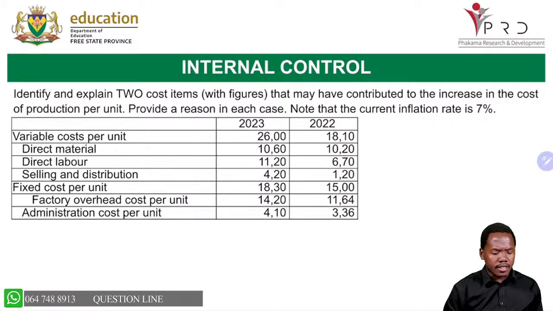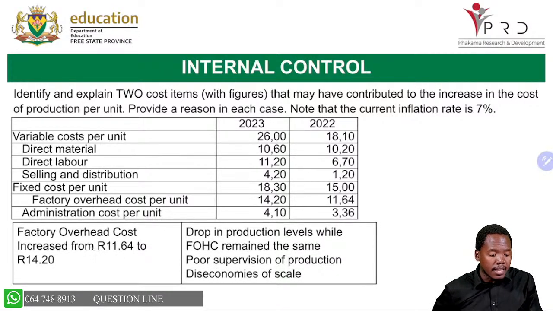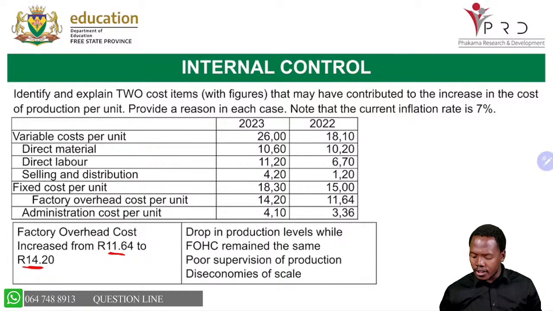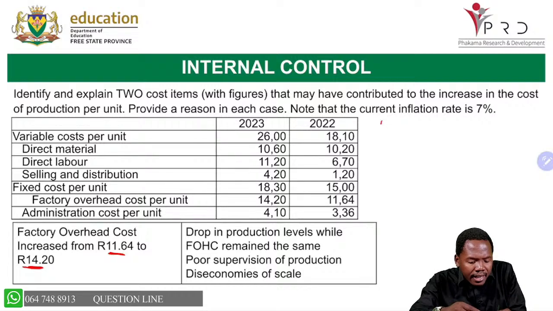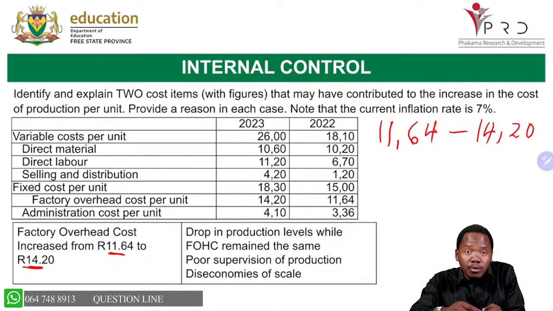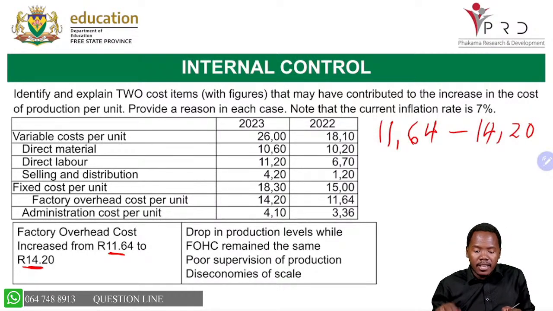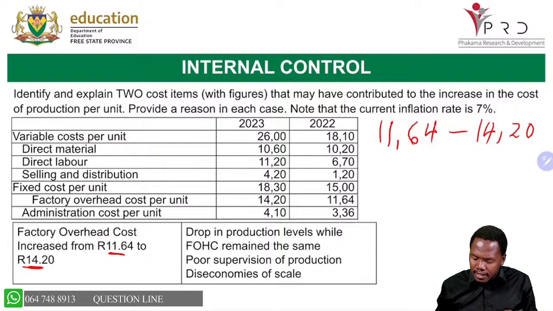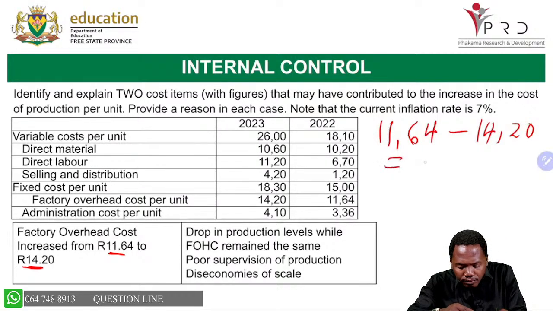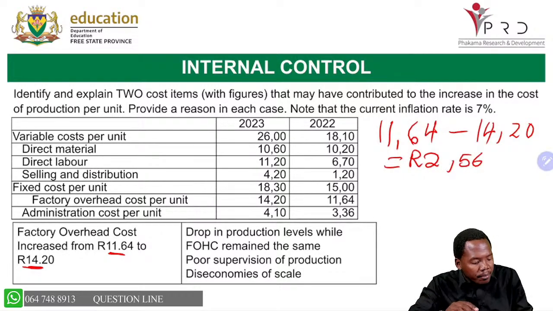The second cost that may have increased would be the factory overhead cost, moved from 11 Rand 64 cents to 14 Rand 20. If you can check here, how do I calculate the difference? I say 14 Rand 20 minus 11 Rand 64. For those who may be struggling with the calculation of the percentage, we get 2 Rand 56 cents. That is the difference. Meaning this increased by 2 Rand 56 cents.